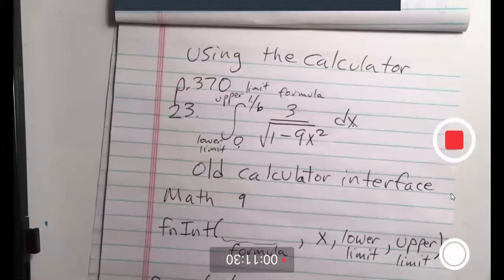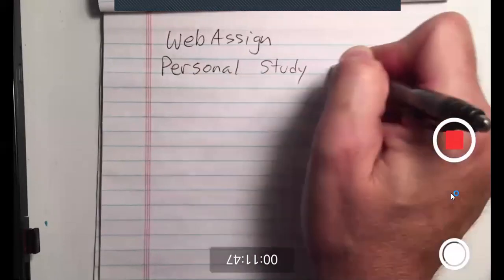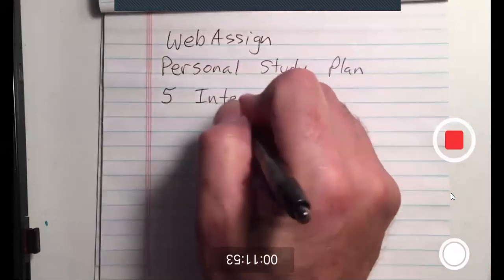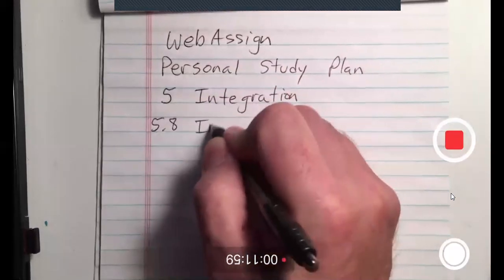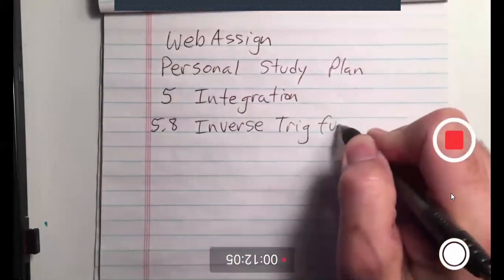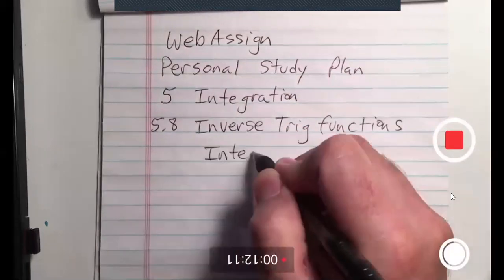All right, let's see if I can bring up the WebAssign problems. For WebAssign, it's under your personal study plan. Find chapter 5, integration. 5.8, inverse trig functions, integration. It's all on one line because you can compact it when you're typewriting it.